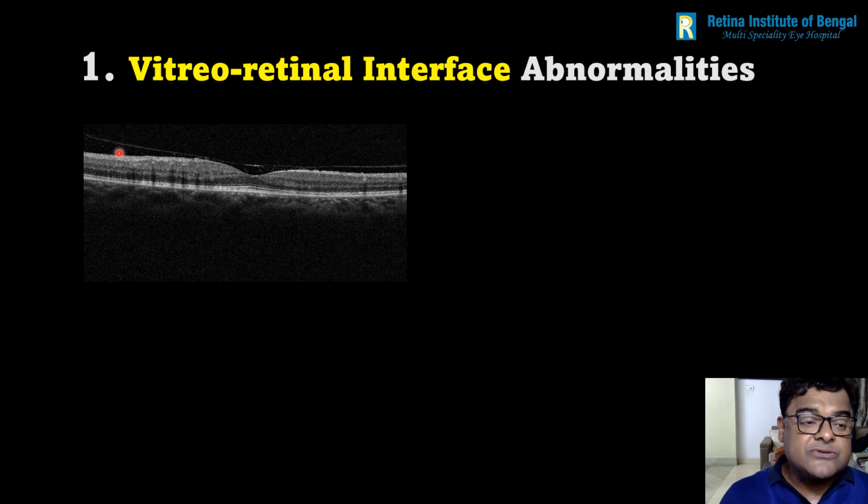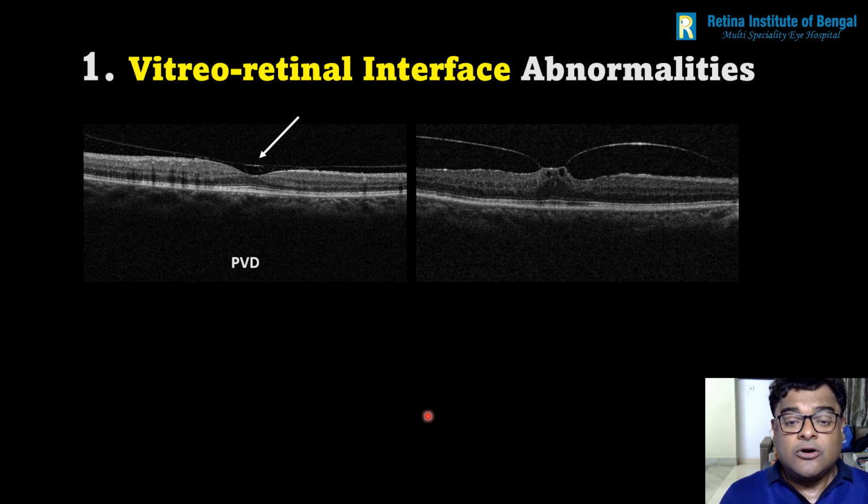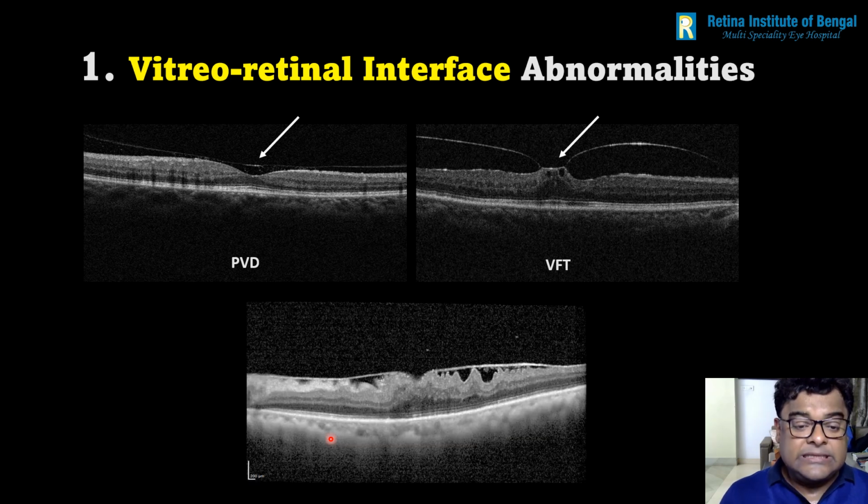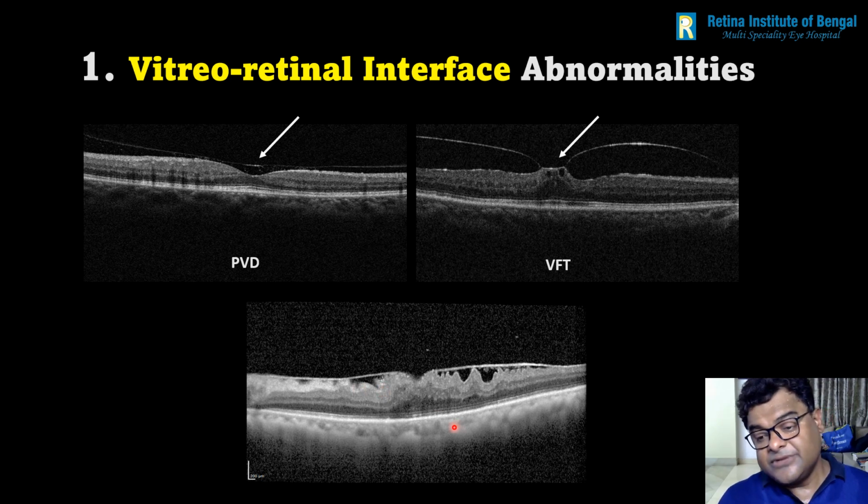Well, there may be a vitreoretinal separation. So you can see here that the vitreous is separated from the retina, or PVD is there, or there may be an abnormal vitreoretinal separation with some persistent attachment near the fovea causing vitreofoveal traction, or there may be an anomalous vitreoretinal relationship. So you may not be able to see the posterior hyaloid, but you may see a thick membrane lying on the retina and distorting the retina. So this is what we call epiretinal membrane.